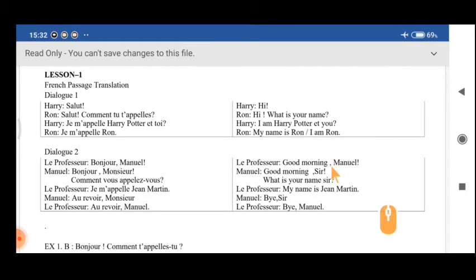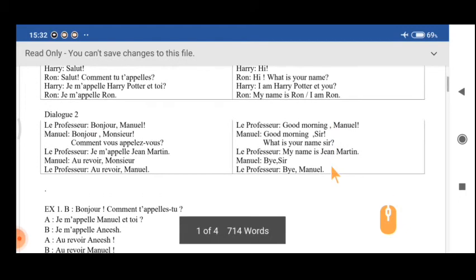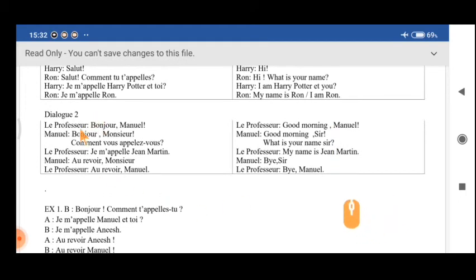So totally you have 3 dialogues, I guess. Out of the 3 you will get 2. And this is dialogue 2 from lesson 1.